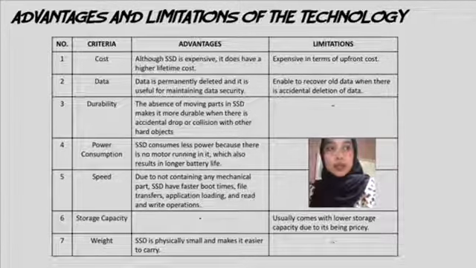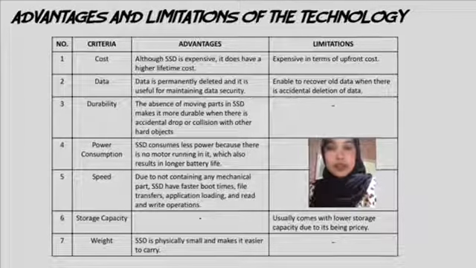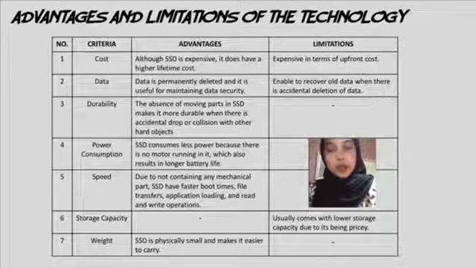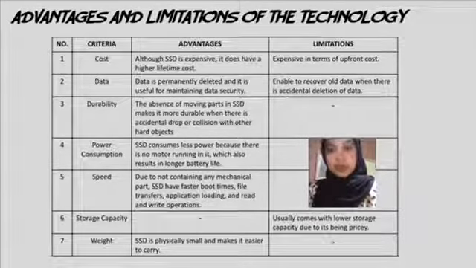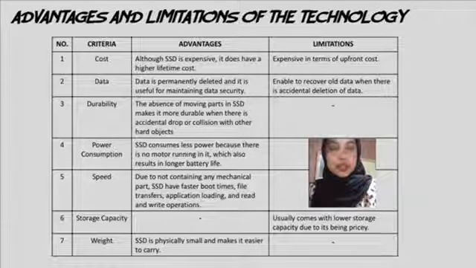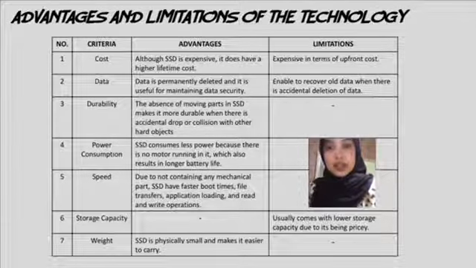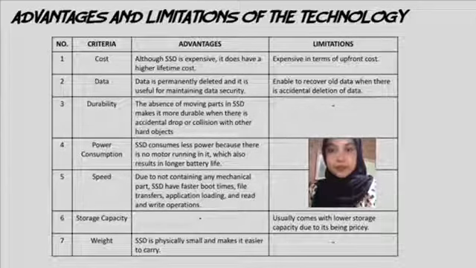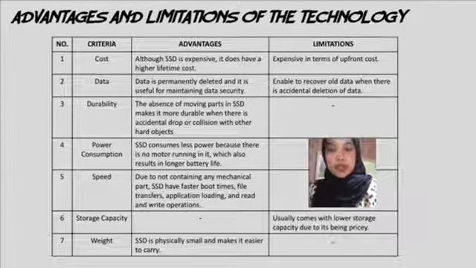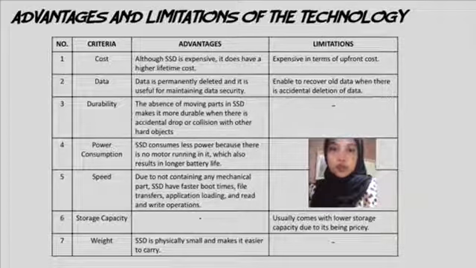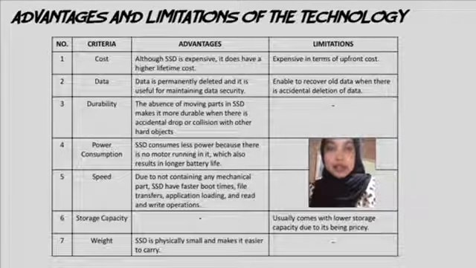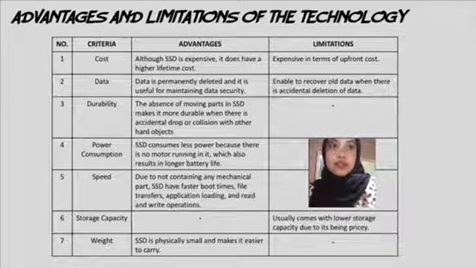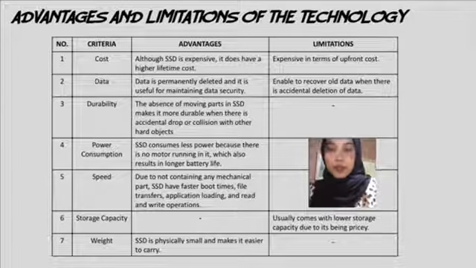The third one is about durability. SSD has no moving parts, which makes it more durable when there is an accidental drop or when it collides with other hard objects. The next one is regarding power consumption. SSD consumes less power because there is no motor running in it. This also results in longer battery life. The next one is about the speed of SSD. Due to not containing any physical parts, SSD has faster boot times, file transferring, application loading, and read and write operations.